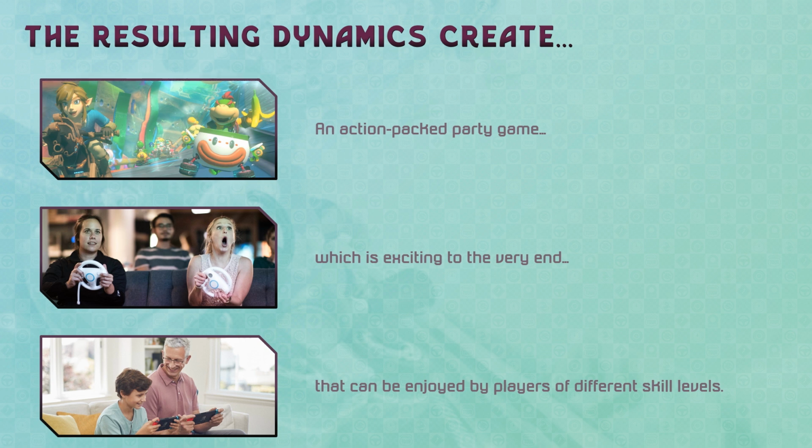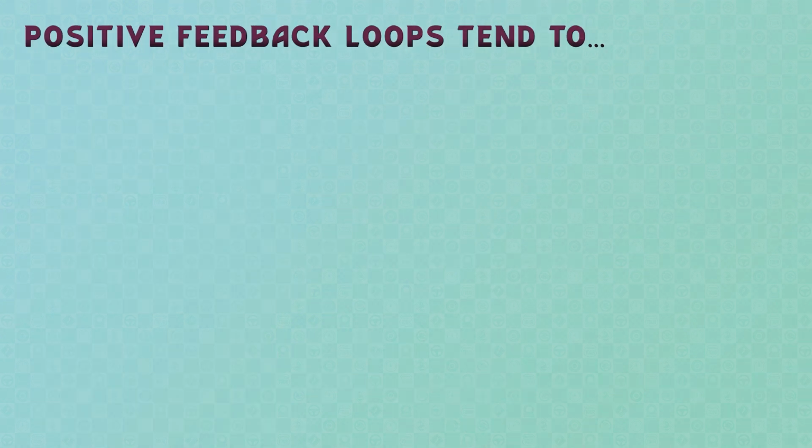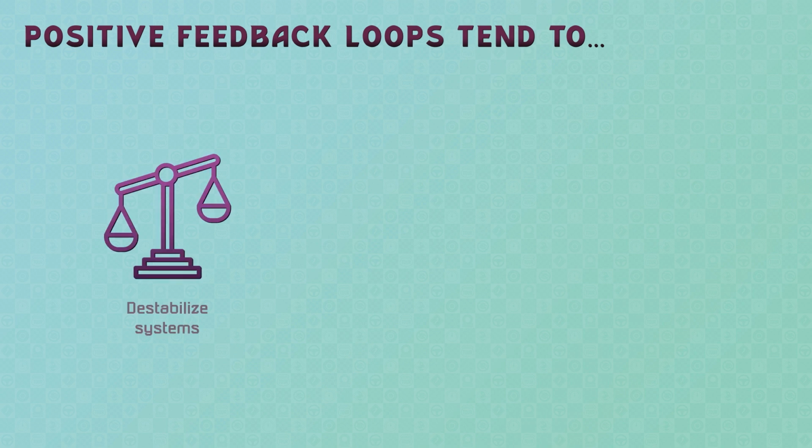Okay, now moving away from the specific case study of Mario Kart, let's try to generalize and discuss what kinds of effects certain types of feedback loops tend to create. Starting with positive feedback loops, they ultimately destabilize the system because they're amplifying an existing tendency over and over again, and so slowly push the system towards extreme states.